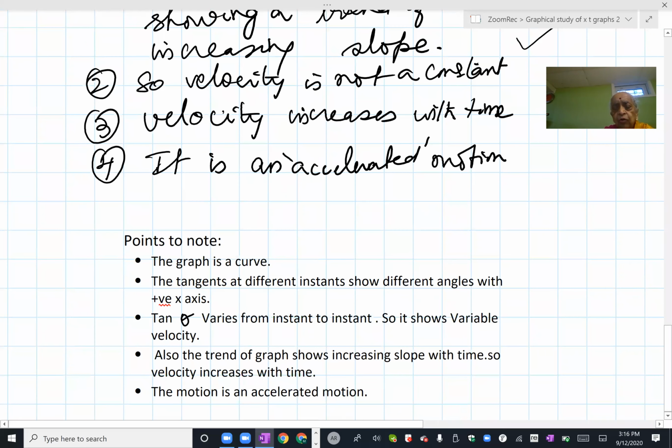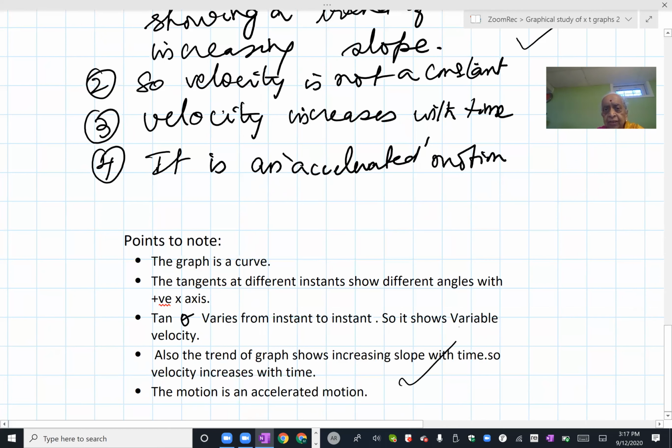What are the points to note on a smooth curve graph between x and t? The tangents at different instants show different angles with the positive x-axis. Tan theta varies from instant to instant, so it shows variable velocity in the first place. Also, the trend of the graph shows increasing slope with time because the curve is concave on the upper side and convex to the lower side, and so the velocity increases with time. The motion is an accelerated motion.